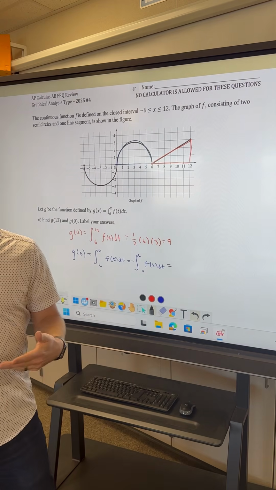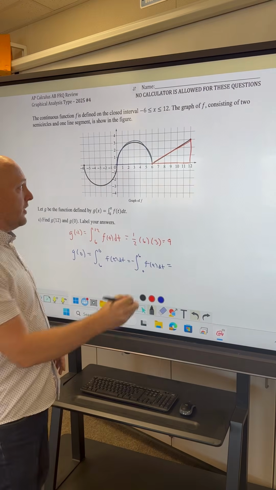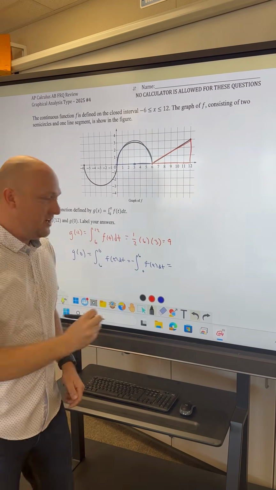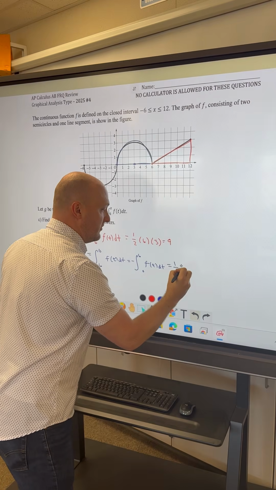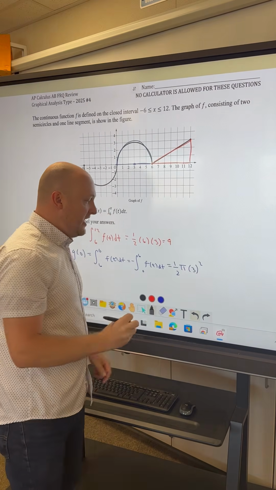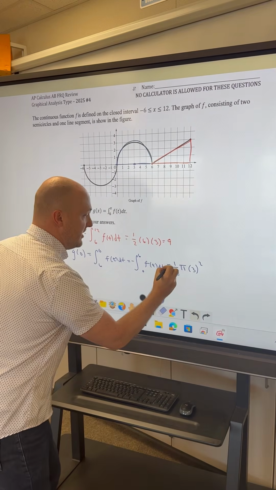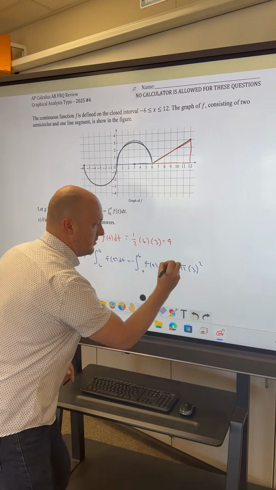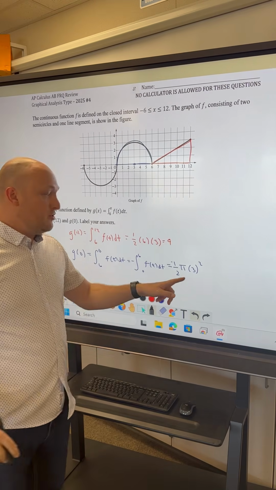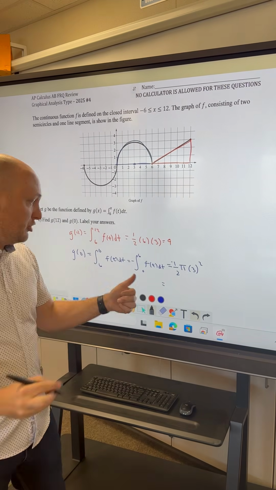The area of a semicircle is 1/2 pi r squared, and so our radius for this is 3. So we need 1/2 pi times the radius squared, which is 3, and then do not forget your negative in the front. Negative. So it looks like, again, this is numerical. You could leave your answer here and earn the point.